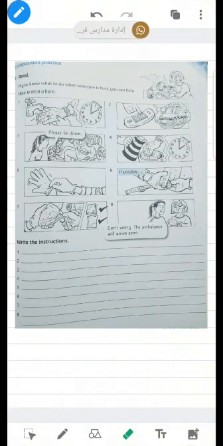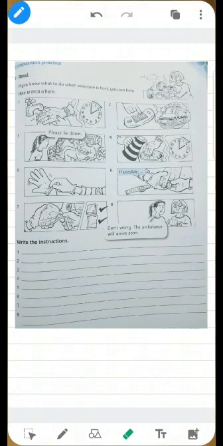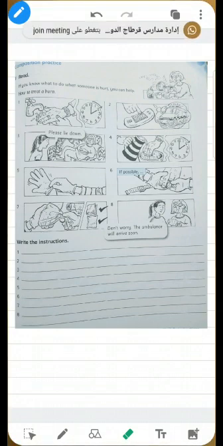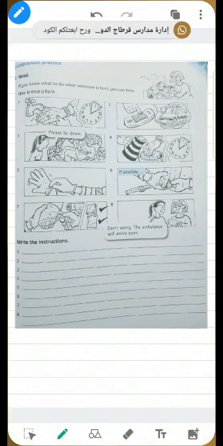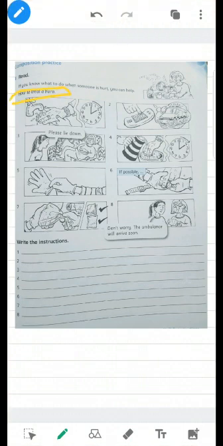Composition practice. Read. If you know what to do when someone is hurt, you can help. How to treat a burn. So our composition will have the title How to treat a burn. كيف تعالج حرق. Burn معناها حرق. كيف تعالج حرق.